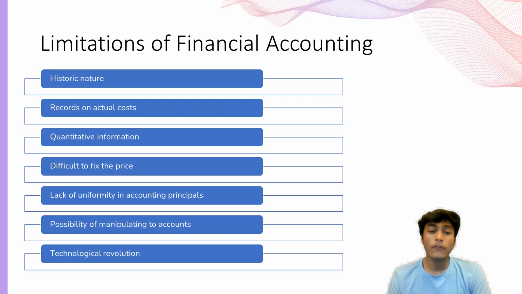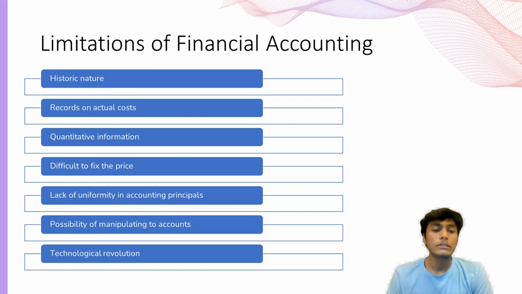The fifth one is the lack of uniformity in the accounting principles. For example, inventory valuation and inventory recording have a certain kind of principle. So each asset or each liability in the financial accounting has a different kind of principle. Each principle is different from the other one. So there is a lack of uniformity in creating a financial accounting. So this creates a kind of limitation in terms of creating the financial accounting.